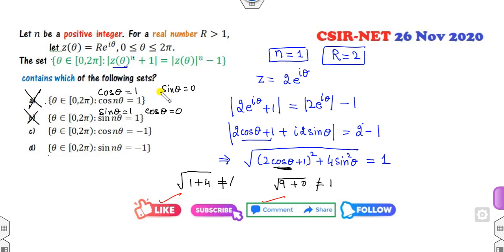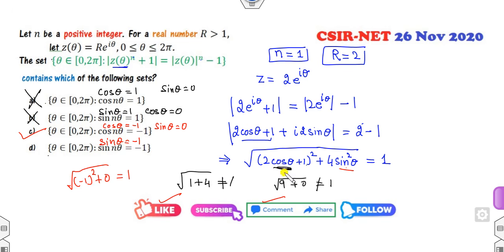Look at the third option. Cos theta is equal to minus 1. Cos theta is minus 1. It's minus 1 square. If cos theta is minus 1, sine theta will be 0. So this is 0, this is 1, satisfied. Sine theta is equal to minus 1.